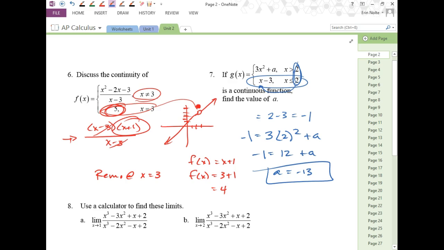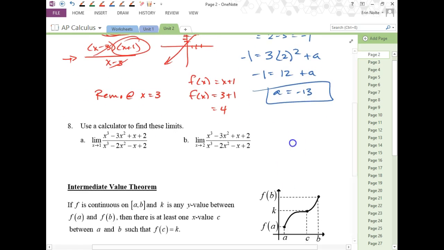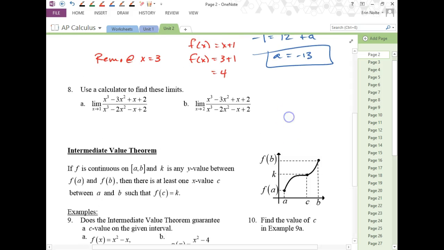All right, guys, we got 2 left. We're almost done. Oh, no, I know. We don't. 4 left.